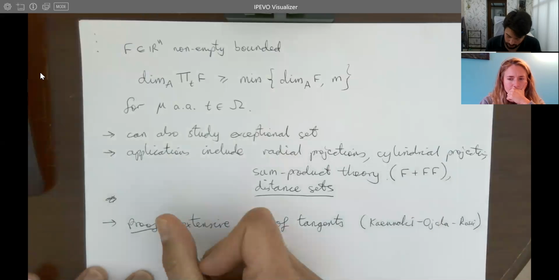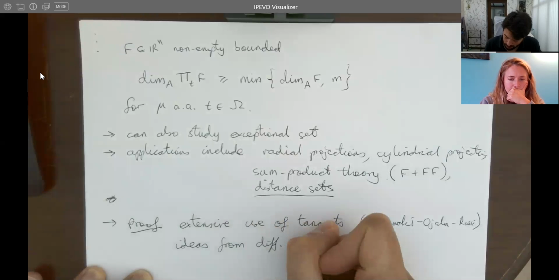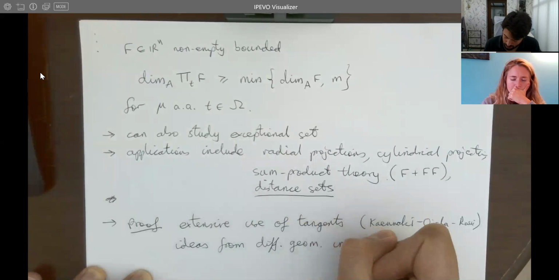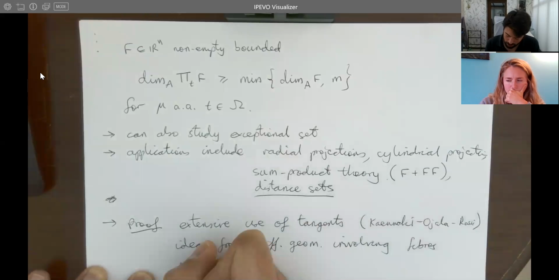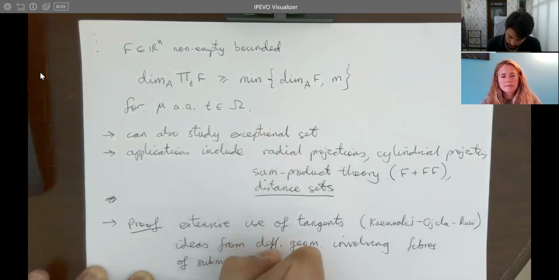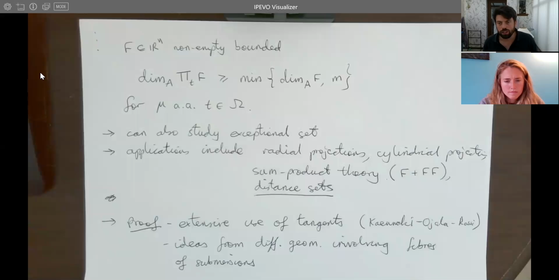Also I'm going to need ideas from differential geometry involving fibers of submersions. This is basically because these maps are nonlinear. Orthogonal projections behave extremely well in this setting, because if I take the projection of a tangent, then it's automatically the tangent of a projection. This is the sort of thing I want to recover in this nonlinear setting. But then the fibers don't behave well at all because it's a nonlinear map.